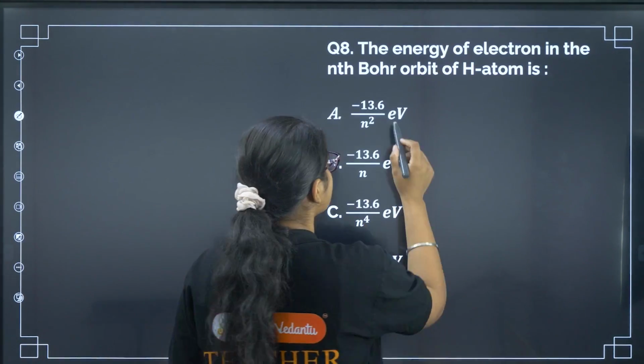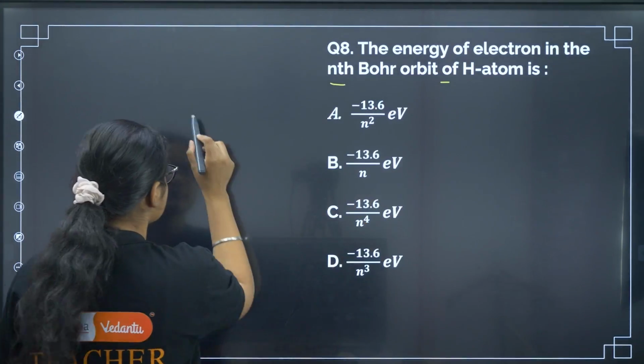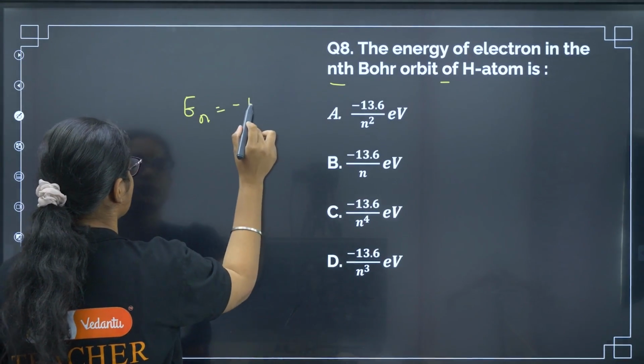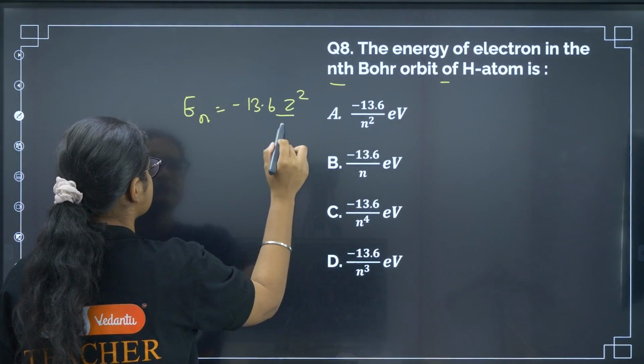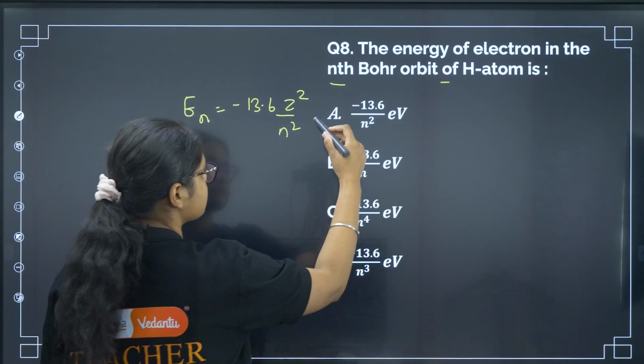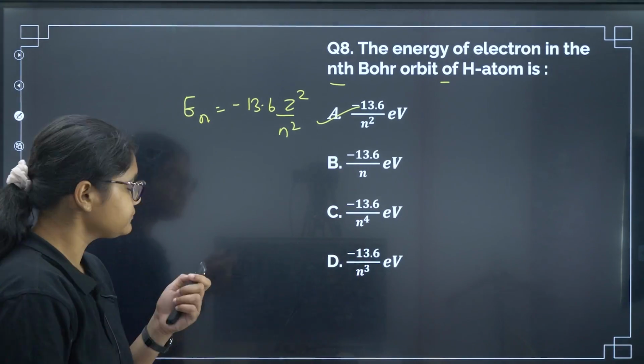Next, the energy of the electron in the nth orbit of, so this is a very famous formula, En is equal to -13.6 Z square by n square. Okay, so correct answer for this question is option number A.